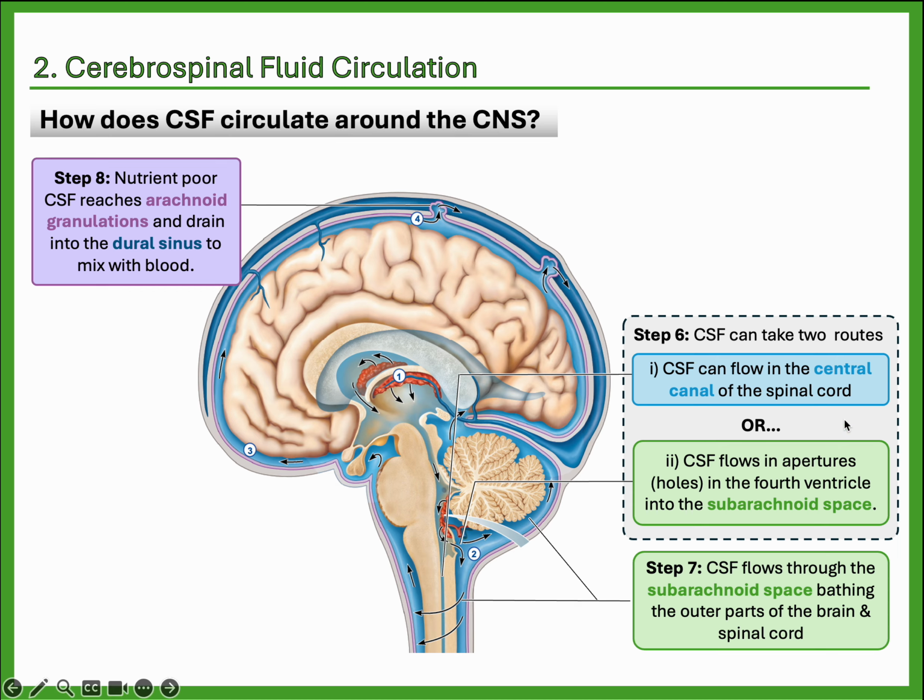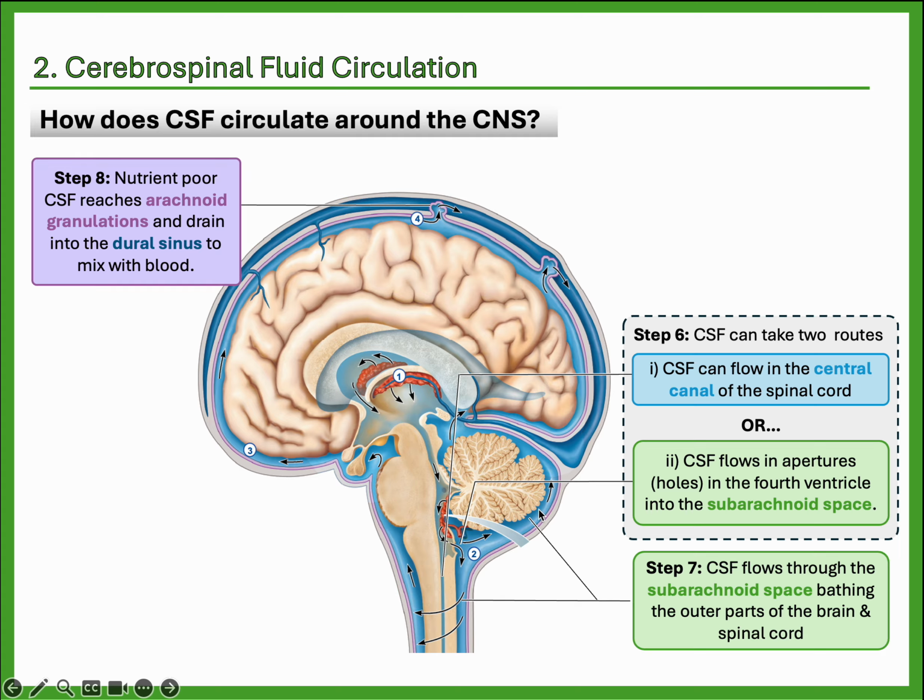Step 6, CSF can take one of two routes. Either from ventricle 4, CSF can flow through the central canal of the spinal cord, or CSF can flow through these apertures, these little holes on the side, into the subarachnoid space. Do you see this blue space here? That's the outer layer, right?